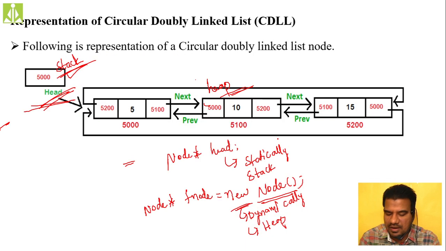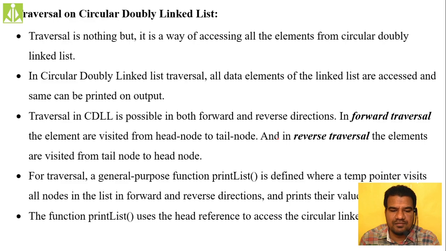Now we have to do the traversal. Traversal is nothing but visiting all the nodes and printing their values. Many times we did this traversal in singly linked list, doubly linked list, and circular singly linked list. As it is a doubly linked list, we have pointers in both directions, forward as well as reverse. We can perform the traversal in both ways.